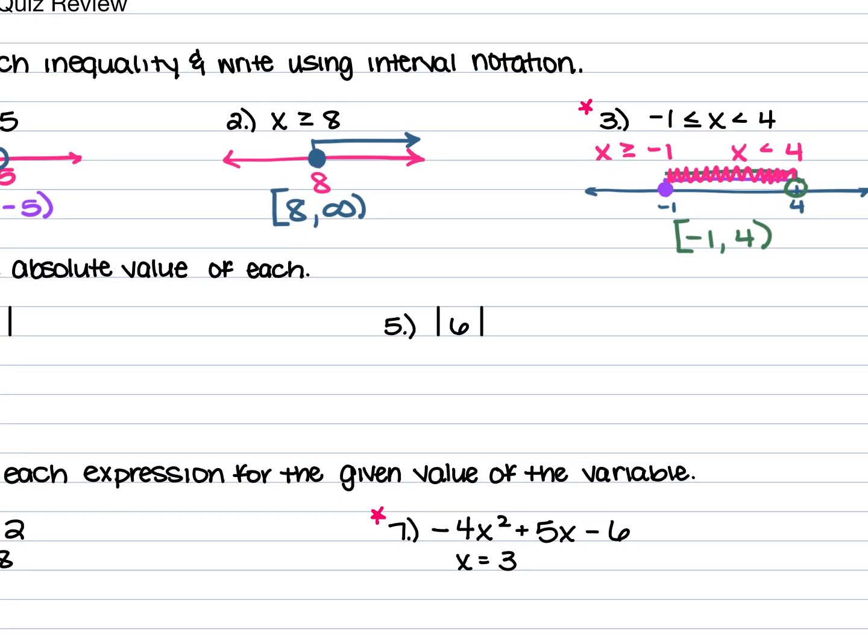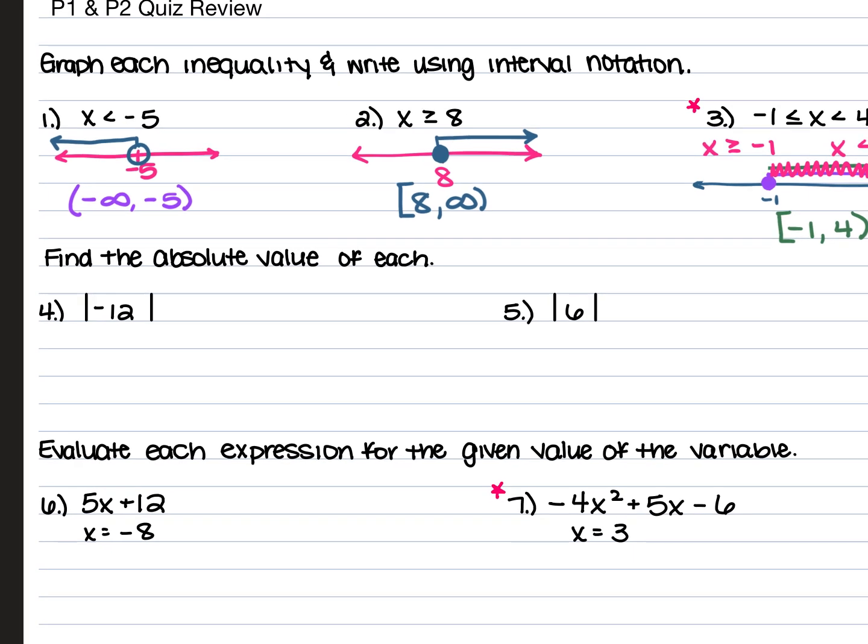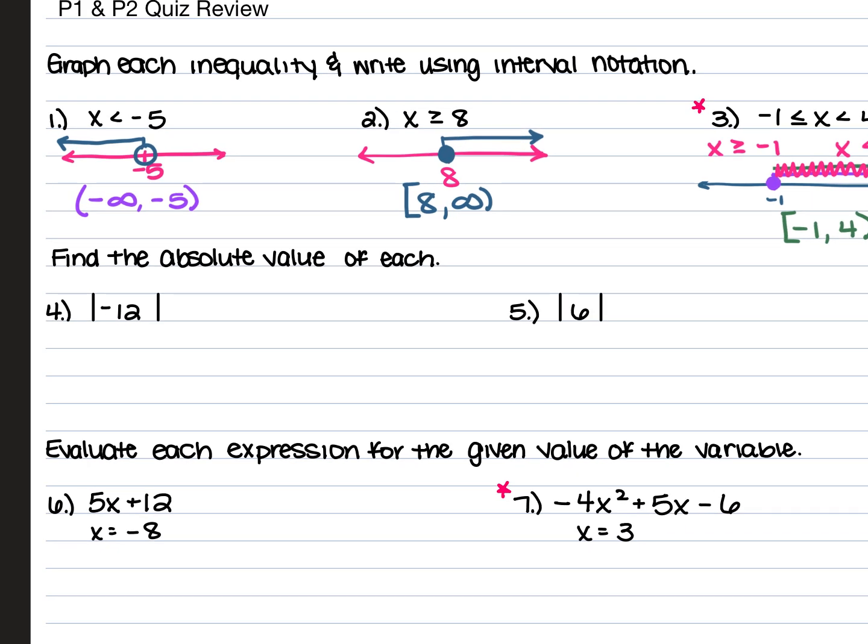For number 4 and 5, you're just finding the absolute value for these. Remember, the absolute value is the distance between that number and 0 on the number line. So for number 4, you have the absolute value of -12. That's just +12. For 5, you have the absolute value of 6, which, again, is just a positive 6.